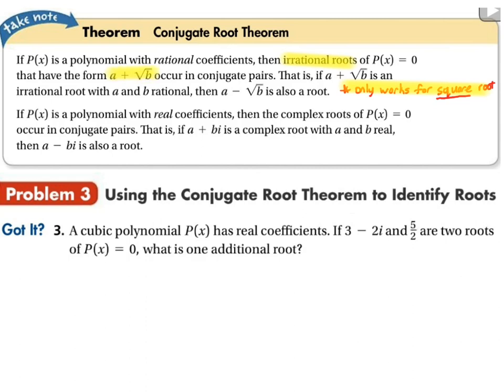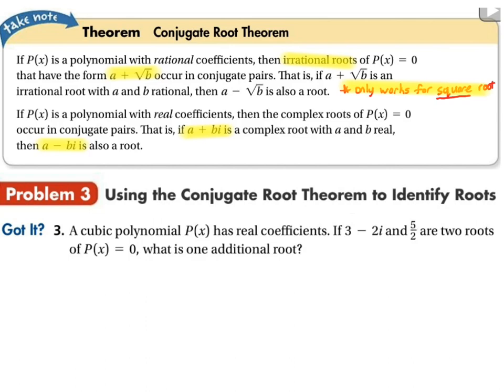And what this is telling me is if you know one root is a positive root something, then you have to have that conjugate, that negative root something. So these always come in pairs. And that same thing happens also for complex numbers. Remember, complex are the imaginary. So if we have an a plus bi, you have to have an a minus bi. Those always come in pairs with square roots and with imaginary numbers.